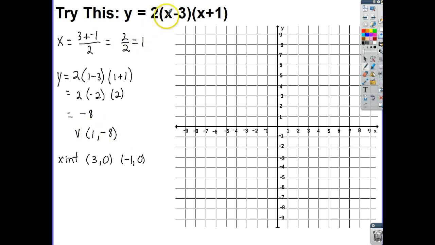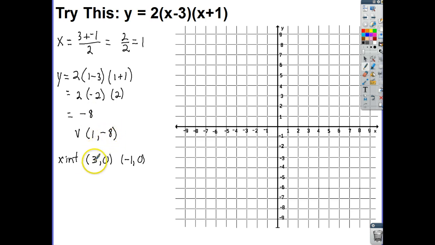And we take 1 and we plug it in for x into our equation. So we have 2 times 1 minus 3 times 1 plus 2. Well, 1 minus 3 is negative 2. 1 plus 1 is 2. So we have 2 times negative 2 times 2. That gives us negative 8. That's our y-coordinate of our vertex.